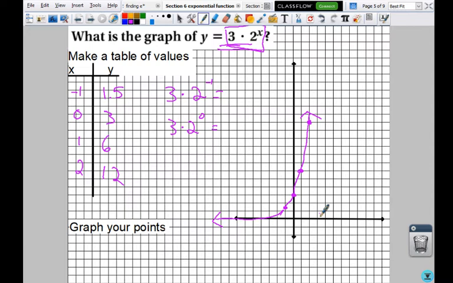Question, Beto? Yeah, question? The Desmos thing? I'll help you in a second.